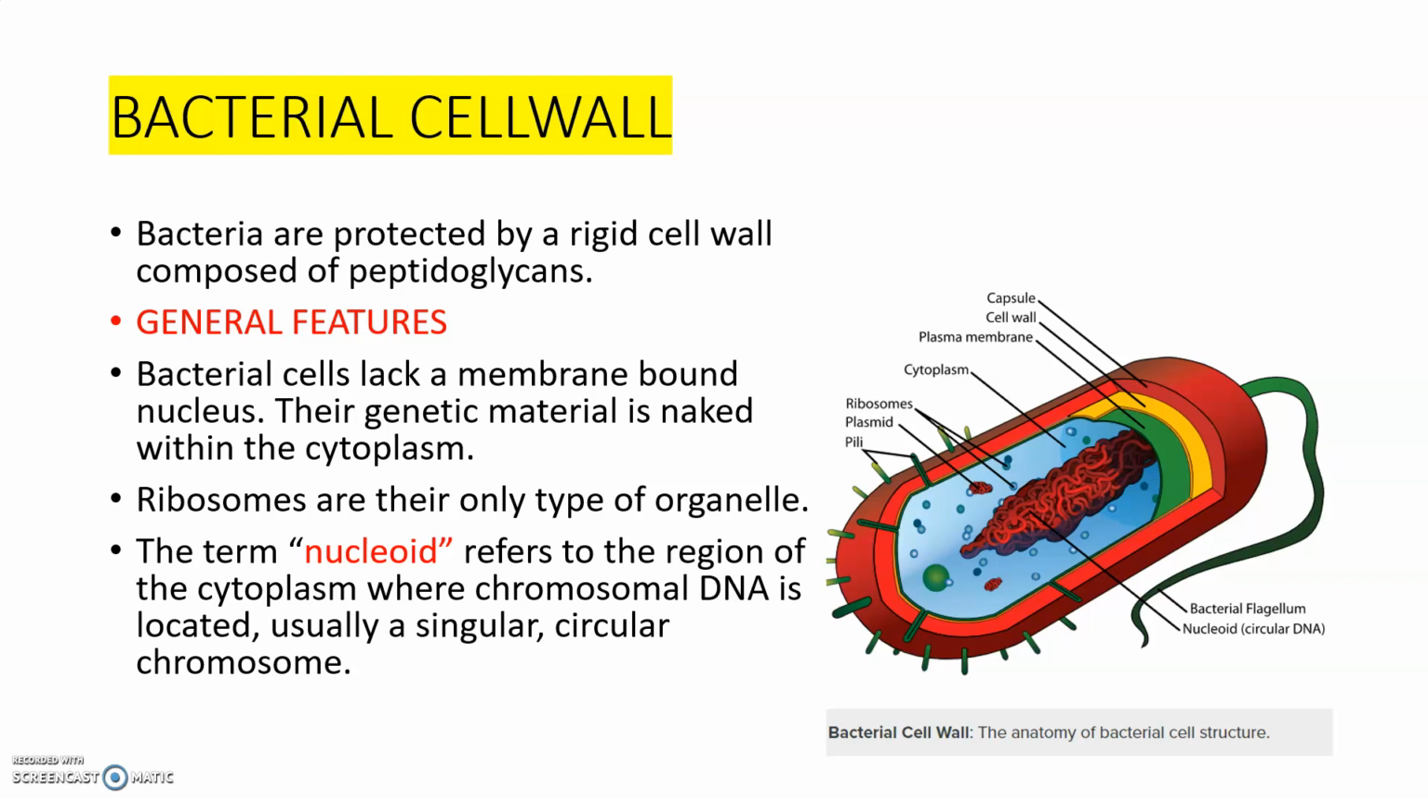Actually, this bacteria lacks a membrane bound nucleus, and their genetic material is naked within the cytoplasm, and ribosomes are their only type of organelle. So any other types of organelles are absent, and this nucleoid portion is seen in the bacteria, and it refers to the region of cytoplasm where the chromosomal DNA is located, usually a single circular chromosome. So the cell wall of the bacteria provides protection to the bacteria.